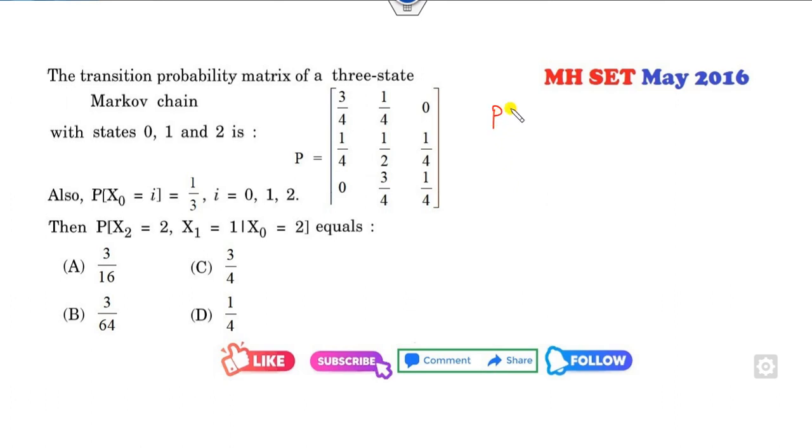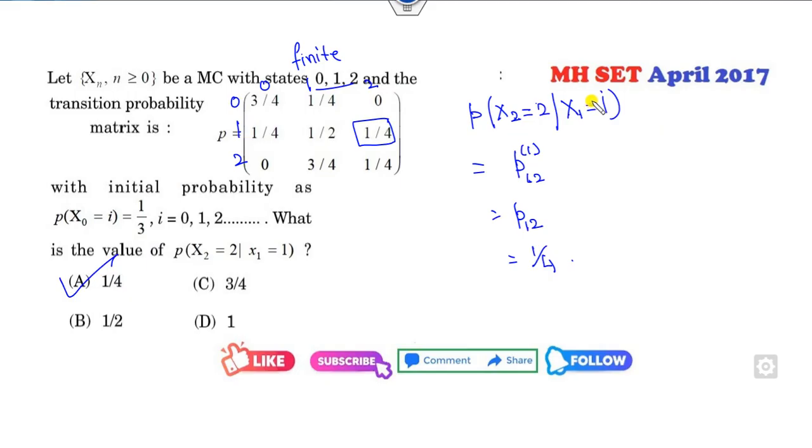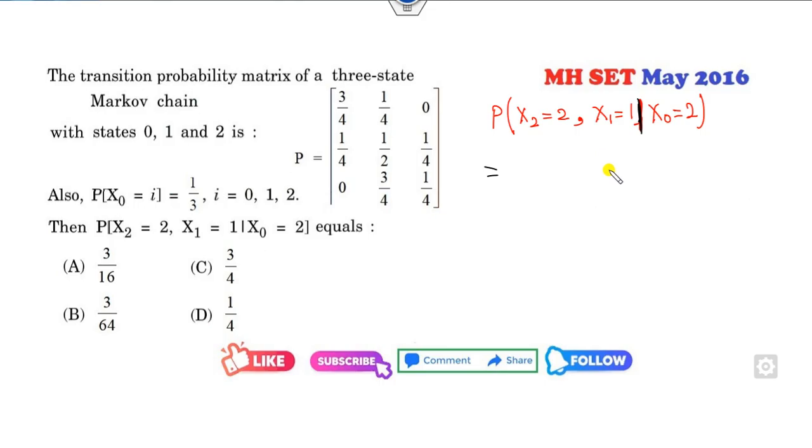Okay, your target is to find the probability that X naught is 2 and X1 is 1, given X naught is 2. That's very simple. You can see it's a conditional probability. I can write it in a similar manner: 1 to 2 with time period 1. So again it will be 2 to 1 with time period 1, and then 1 to 2 with time period 1. That's the answer. So this is the probability.